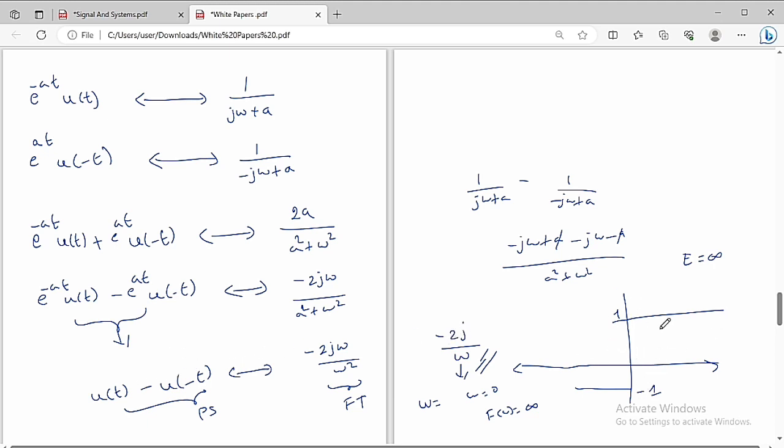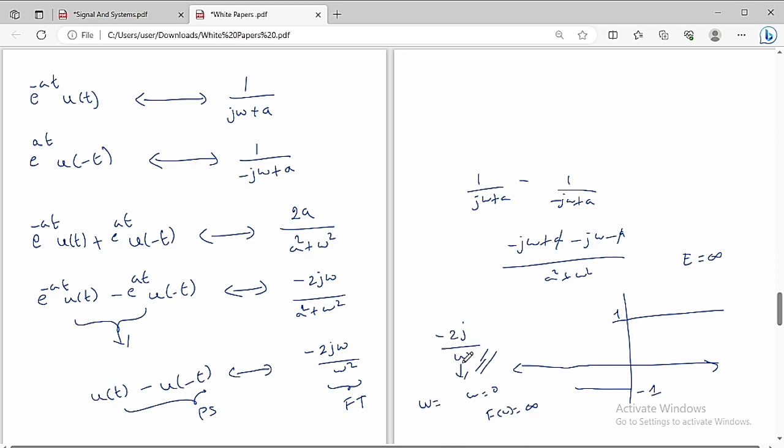So like this, you get something like a power signal, because energy is equal to infinity and the power is finite. So we can say this is called a power signal. For a power signal, I've already told you, we cannot get the Fourier transform by using the direct formula. But with the help of these properties only, we have got this Fourier transform.